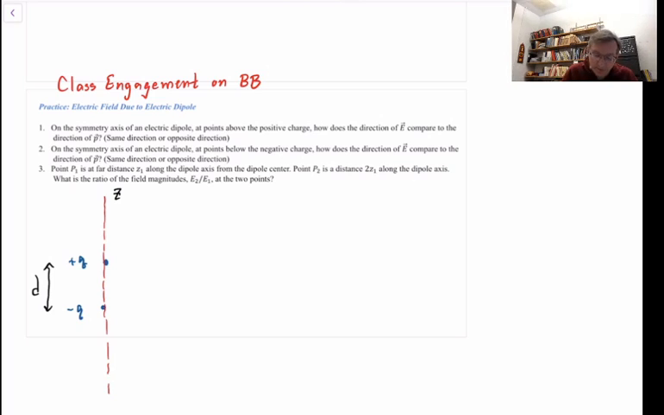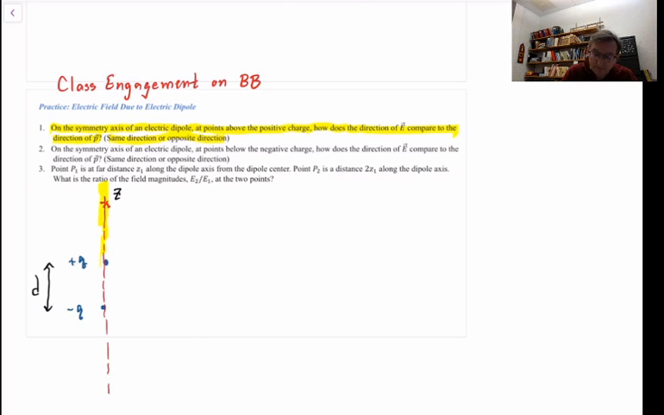So here's the first question for you to answer. On the symmetry axis of an electric dipole, at points above the positive charge, meaning here on up, how does the direction of E compare to the direction of little p, the electric dipole moment? Same direction or opposite direction? Are E and p in the same direction when you are somewhere up here, or are they in opposite direction?